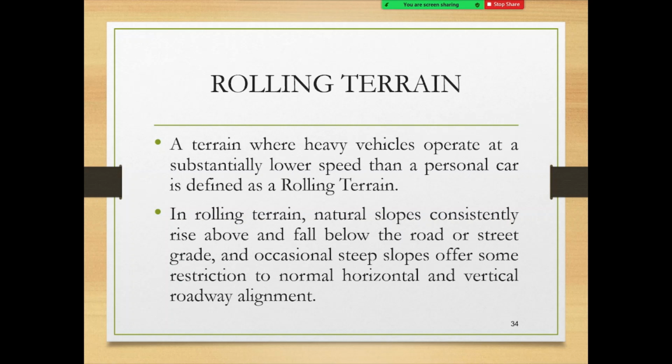Then there is rolling terrain. A terrain where heavy vehicles operate at a substantially lower speed than a personal car is defined as a rolling terrain. In rolling terrain, natural slopes consistently rise above and fall below the road or street grade, and occasional steep slopes offer some restriction to normal horizontal and vertical roadway alignment.